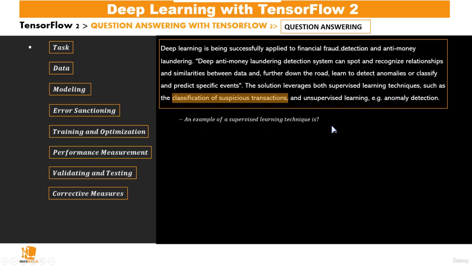So when posed this question, our task is to be able to identify these portions of the input text or this context text which actually contain the right answer. So that's the answer for this first question.